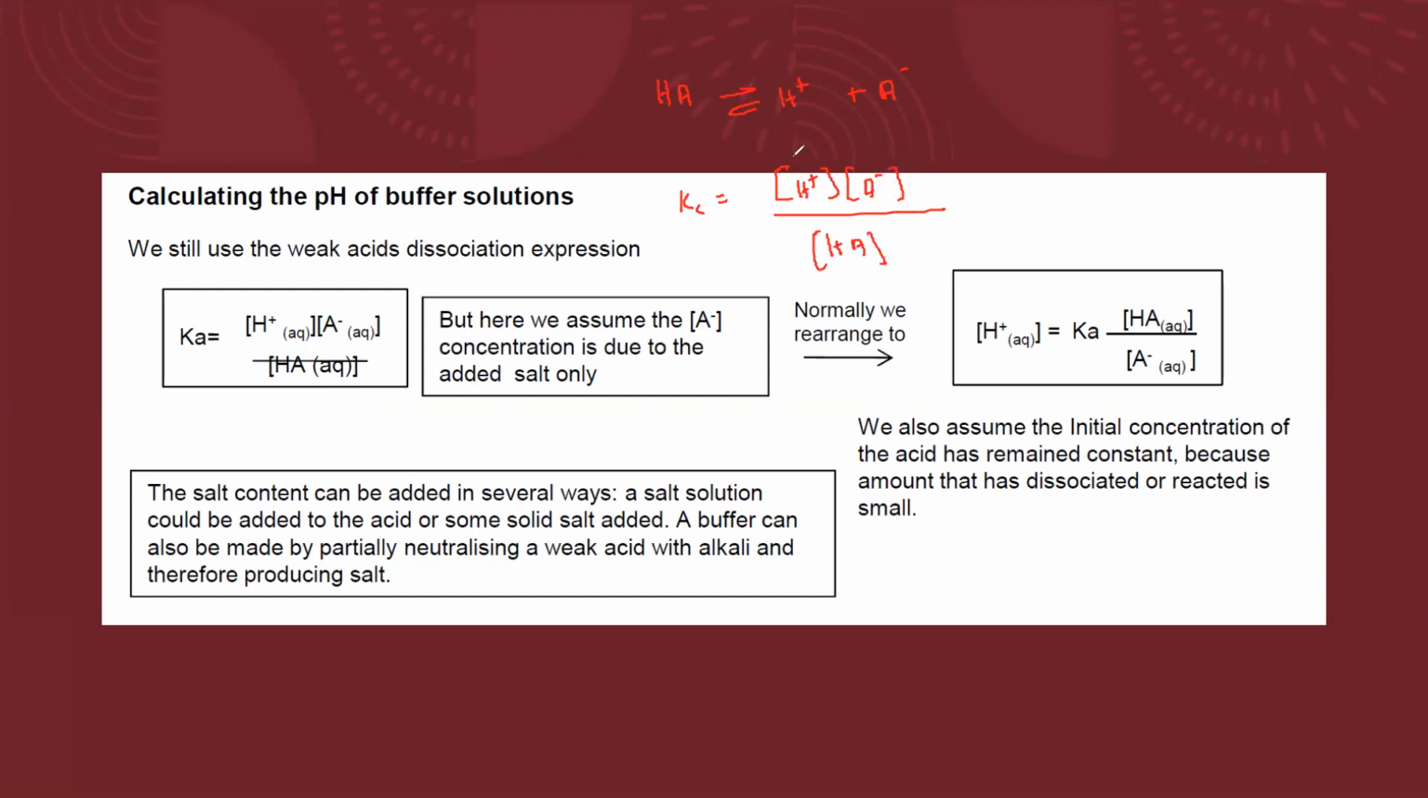So if I need the hydrogen ion concentration, Ka will be multiplied by the concentration of acid divided by the concentration of salt, which equals the hydrogen ion concentration. So if I know the concentration of acid, the concentration of salt, and Ka, I can work out the hydrogen ion concentration, and using that, I can work out the pH of the solution.